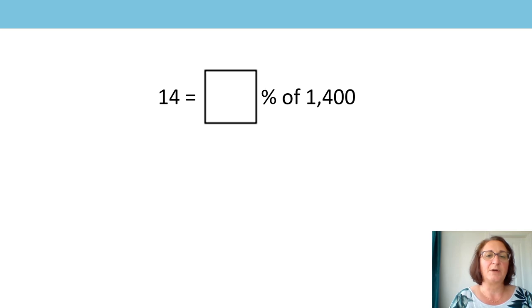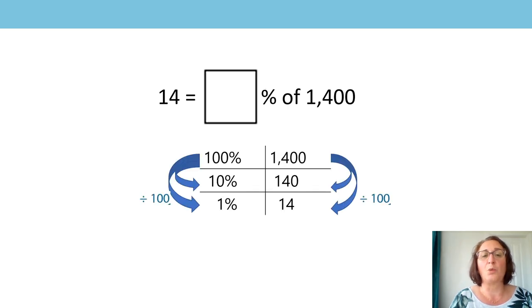Okay, so this time I looked at the relationship between the total 14 and 1,400. 1,400 divided by 10 is equal to 140. So that's not right because I want an answer of 14. So 1,400 divided by 100 is equal to 14, and I divide by 100 to find 1%. Therefore, 14 is the same as or equal to 1% of 1,400. Did you get it correct? I bet you did.